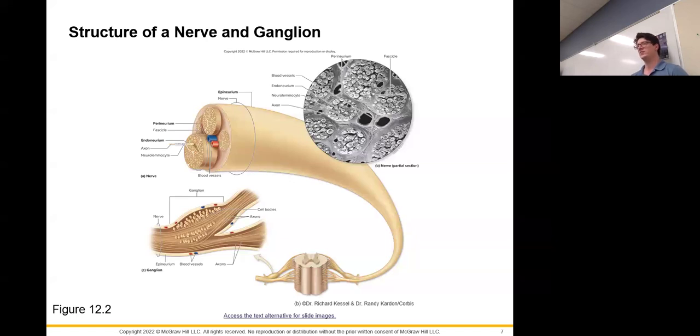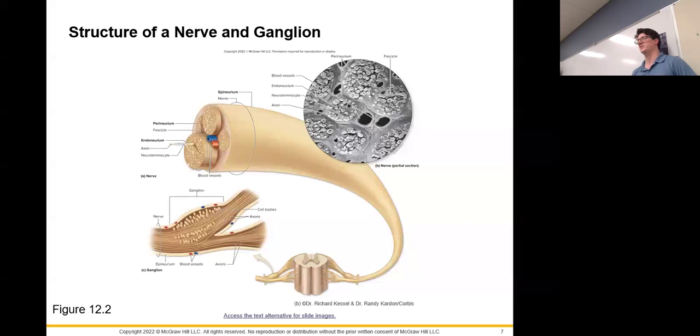A muscle fascicle was coated in perimycium. A nerve fascicle is coated in perineurium. Okay, so NEUR instead of MYS. Okay, so endoneurium on the inside of the nerve, perineurium wrapping around a fascicle, and then we're going to have epineurium coating the outside of the nerve.